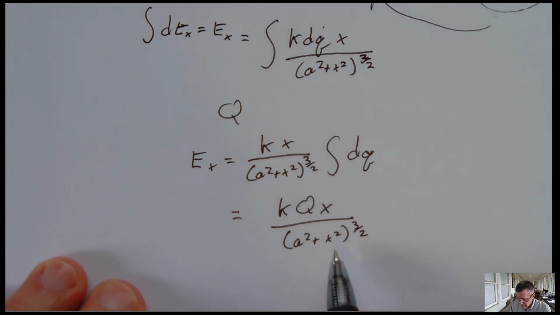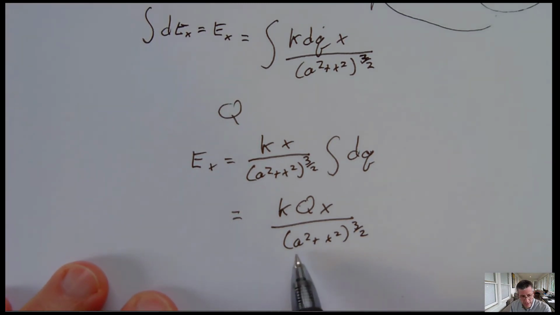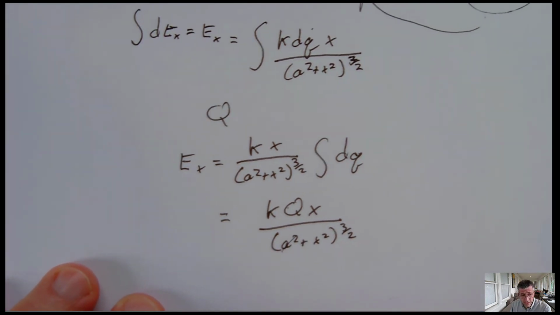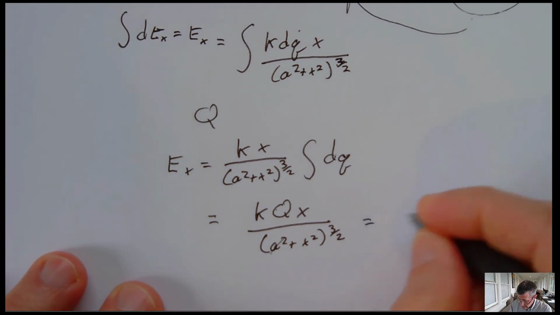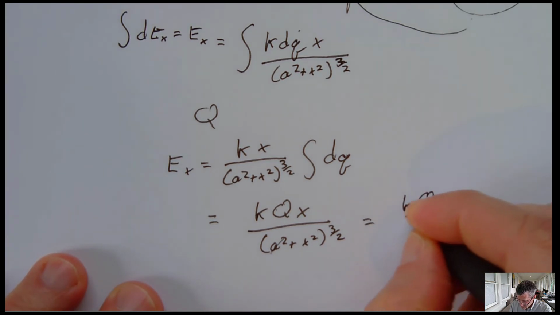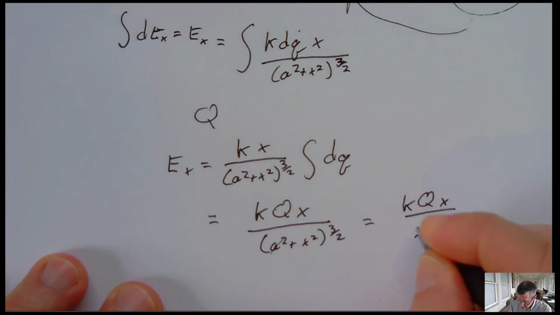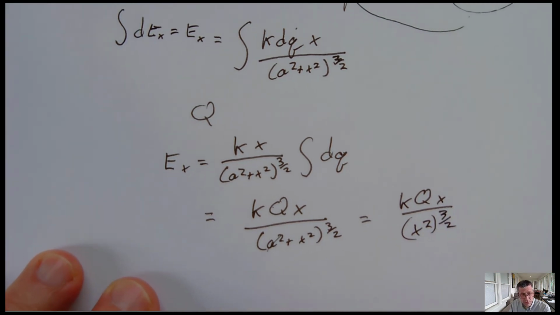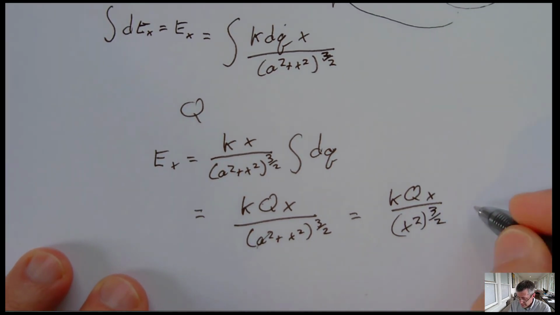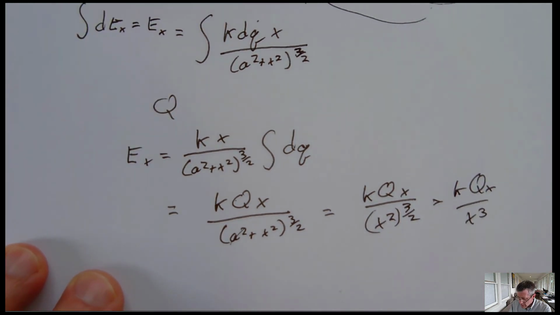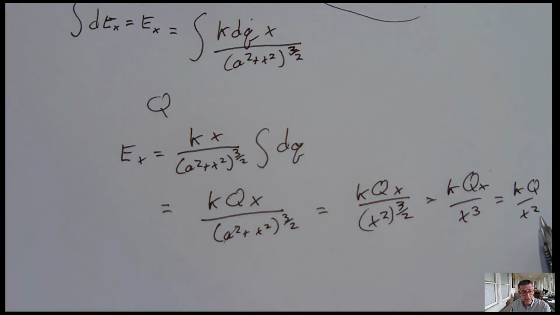When x is really big, a is inconsequential. So if I ignore the a, with a really big x, what do I get? I get kqx over x squared raised to the 3/2. When I do the math here, I end up with kqx over x cubed. Notice x over x cubed is going to give me kq over x squared. So I do end up having it act like a point charge when I get infinitely far away.